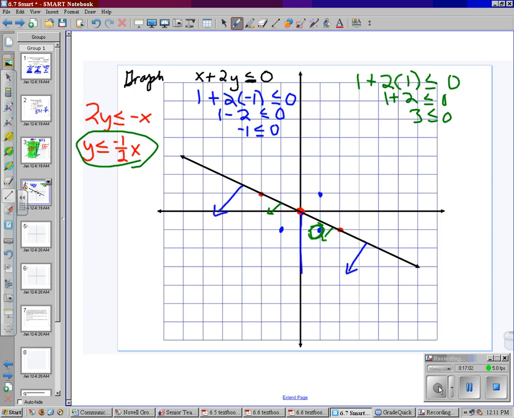Y less than or equal is still telling me that we want to be shaded below the line. I want to be going down that y-axis, everything below the line. So pick up your shading tool, and now you can do your shading. So we want everything below that line shaded in.